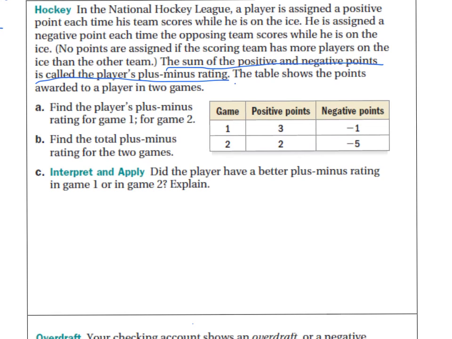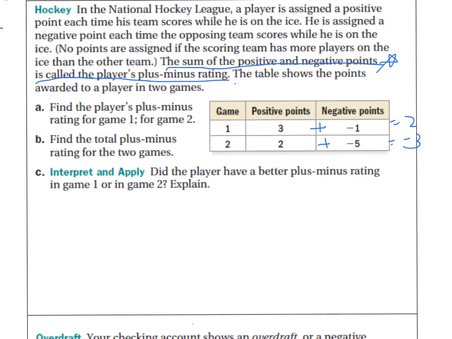The table shows the points awarded to a player in 2 games. Find a player's plus-minus rating for game 1 and for game 2. So 3 plus negative 1 gives you 2. 2 plus negative 5 gives you negative 3. Why did I know how to do this? Because of this sentence. When you read a word problem, you need to learn how to extract important pieces of information. Okay?